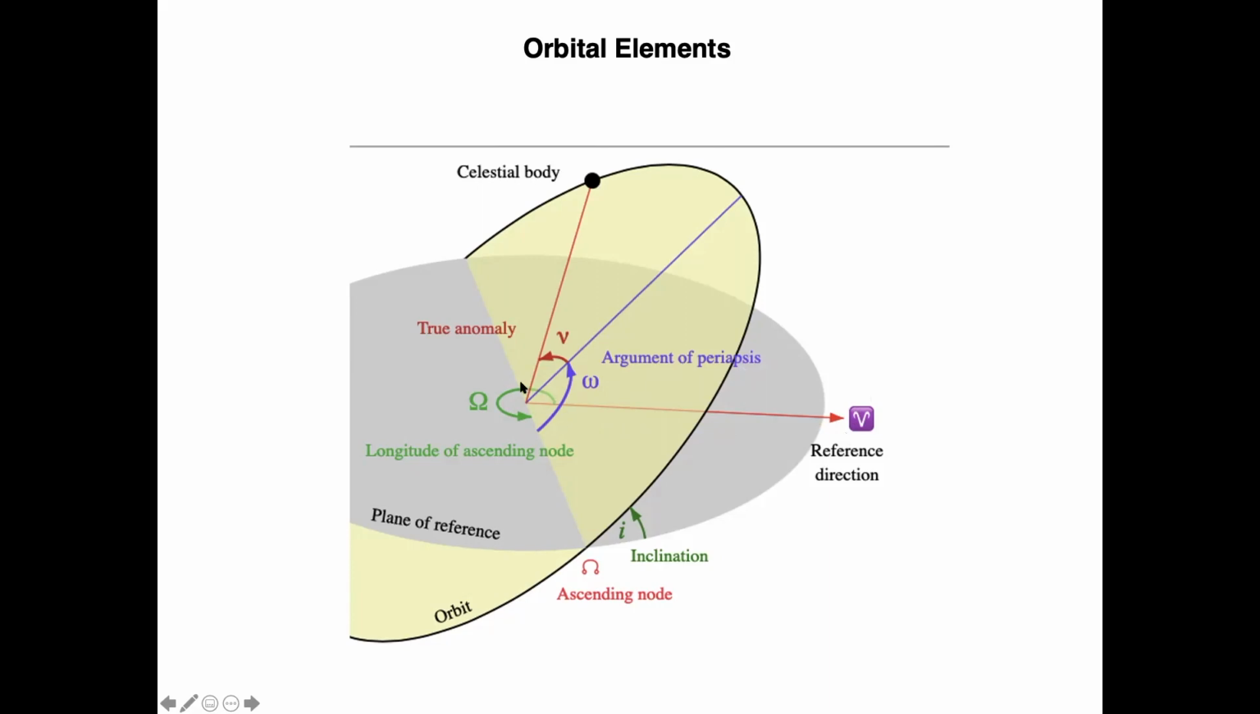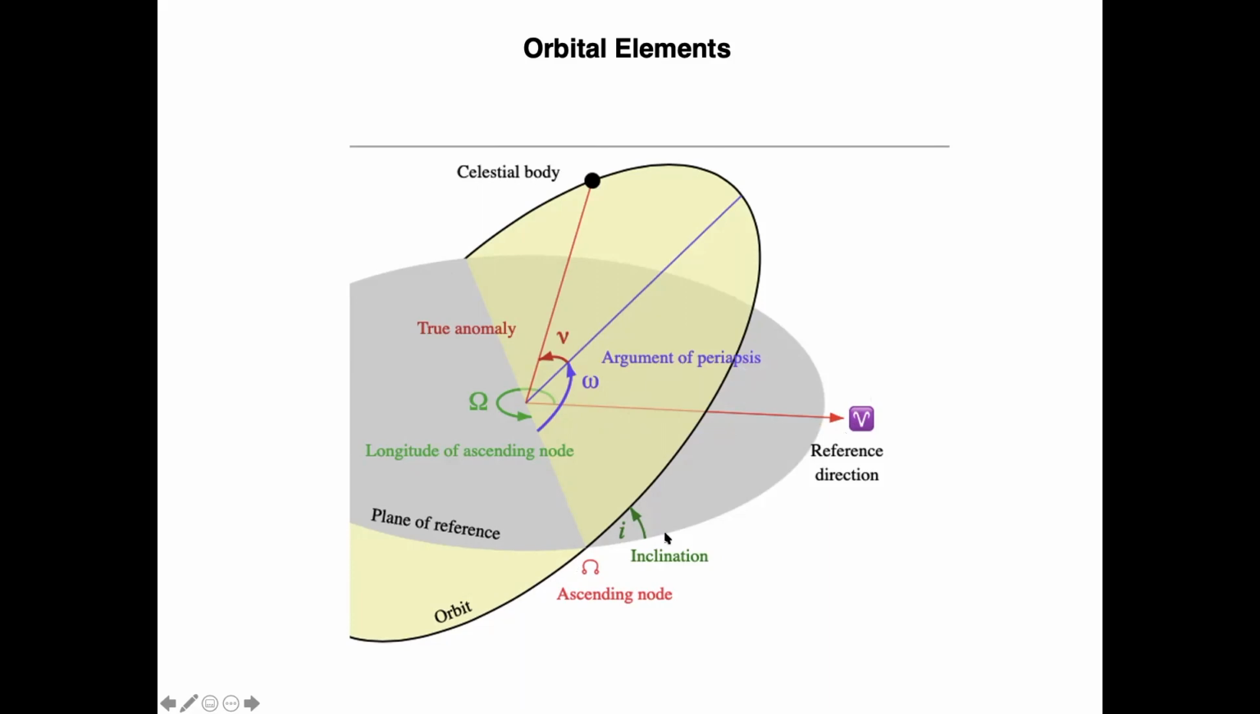That's the angle then from this reference line to the ascending node, which is where the orbit intersects the plane of reference. You have two nodes where this intersection happens. This is the line of the nodes. This is the ascending node where the planet is going up, and the descending node where the planet is going down.